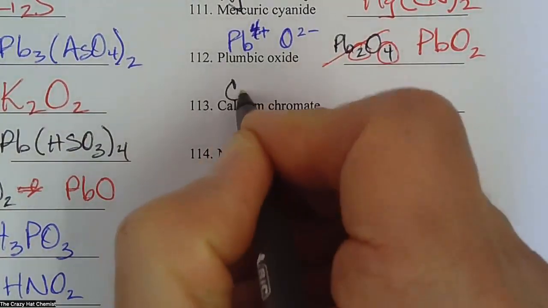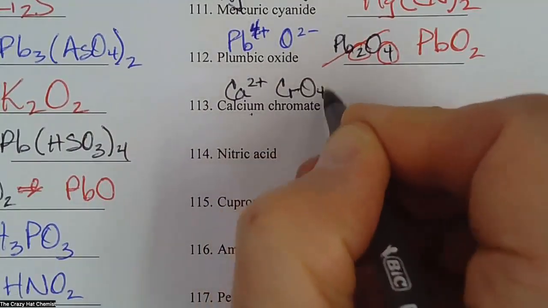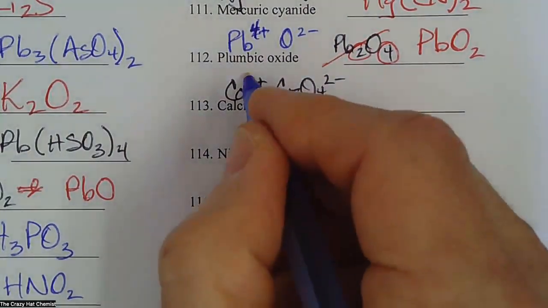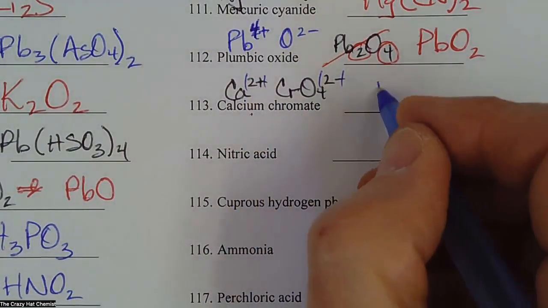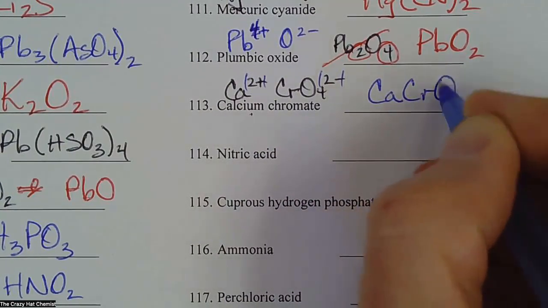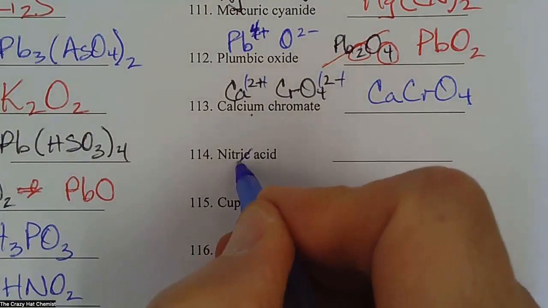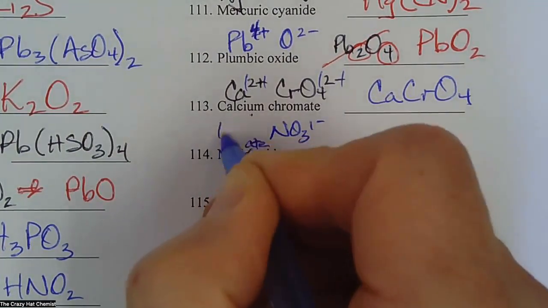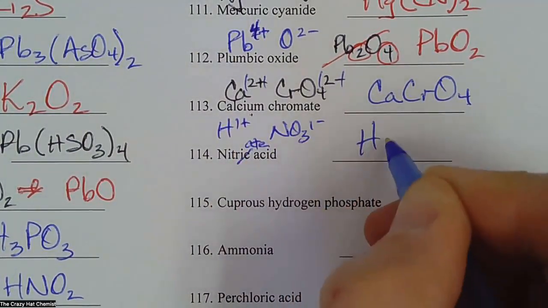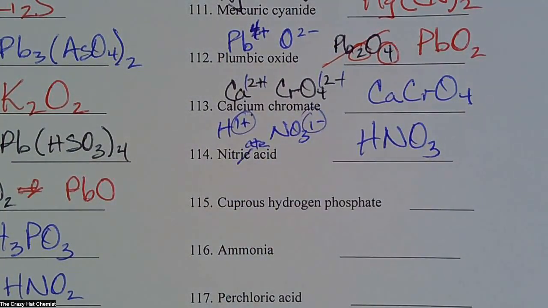Calcium chromate, Ca2 plus chromate, CrO4 2 minus. Absolute value of these two numbers. Notice that this is a 1-to-1 ratio. So CaCrO4. Okay, the 2 plus and the 2 minus, they reduce down to 1s. Nitric acid is coming from nitrate. That's NO3 minus 1, an H and a 1 plus. So I get HNO3. I'm taking the absolute value of those two numbers, flip, bringing it down.